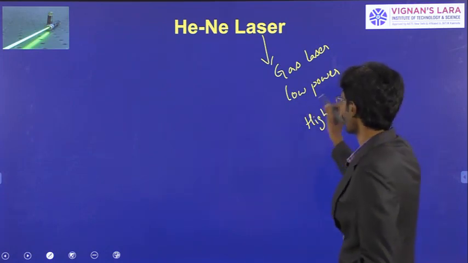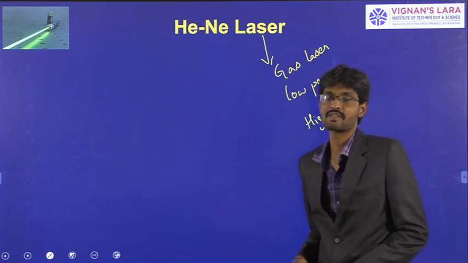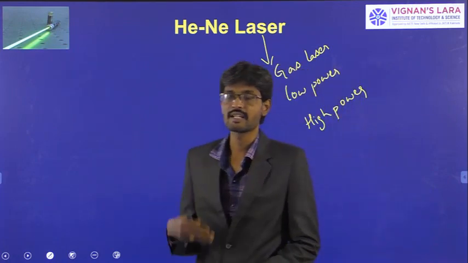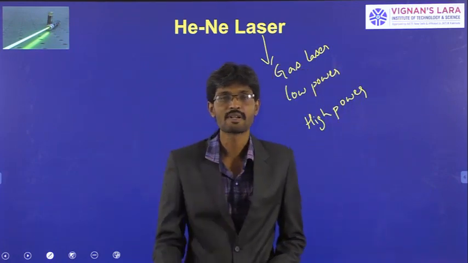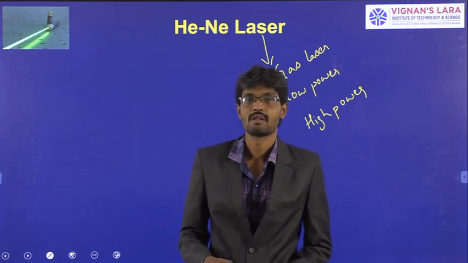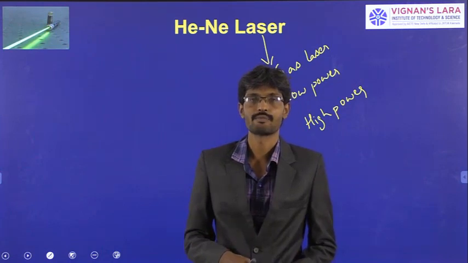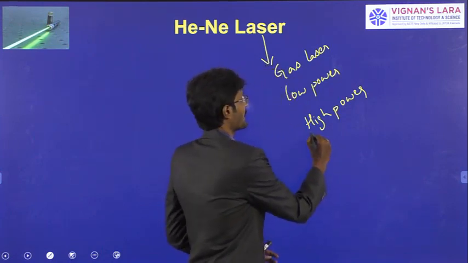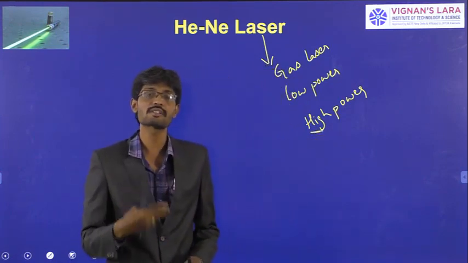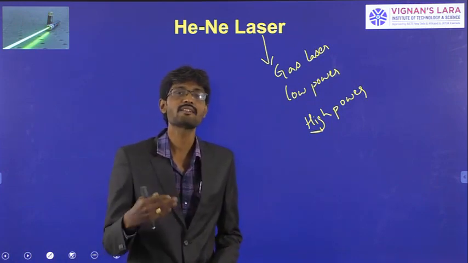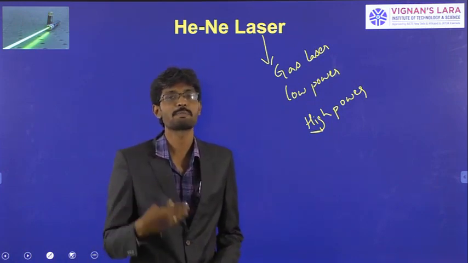If you see these low power gas lasers, they can be used in laboratories and in supermarkets for reading barcodes. Whereas these high power gas lasers are used for industrial purposes like cutting, drilling and welding, and for different other purposes.